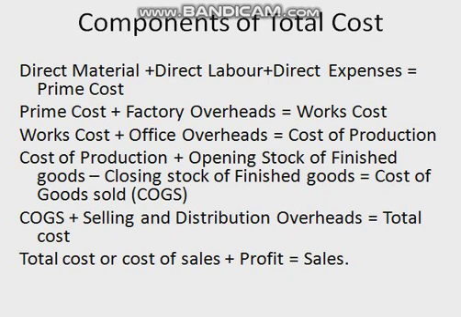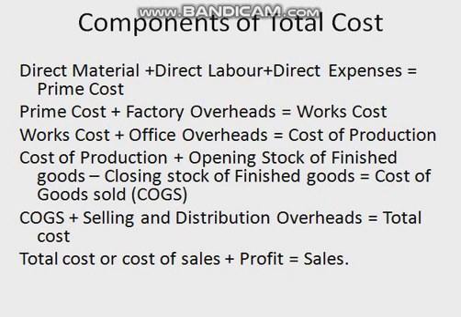Now what are factory overheads? Factory overheads are also called manufacturing overheads, factory on cost, factory indirect cost. Another name of works cost is factory cost, manufacturing cost, or production cost. Now, in works cost, we add office overheads, office and administration overheads. So, when we add office overheads in works cost, we get cost of production.